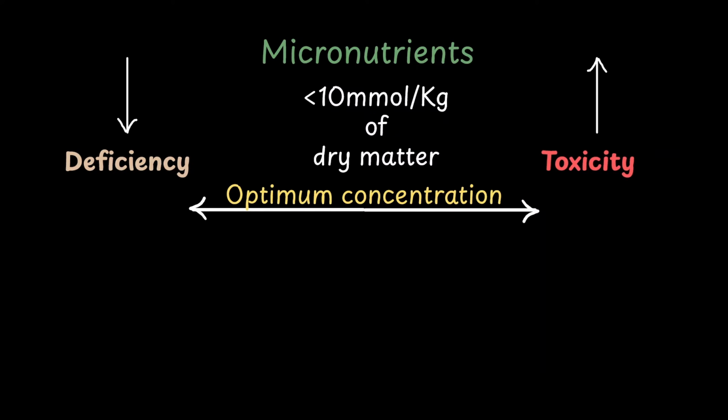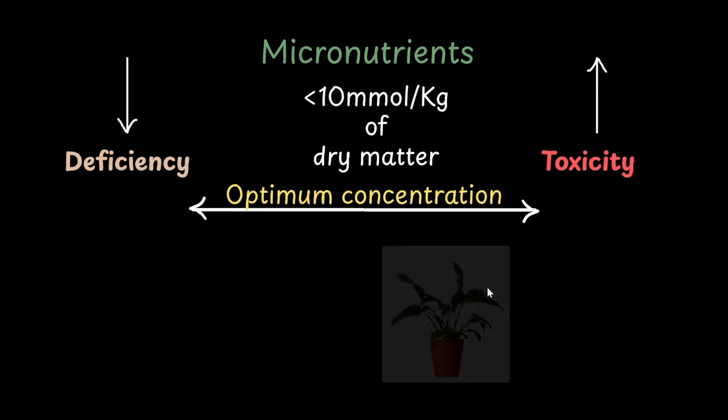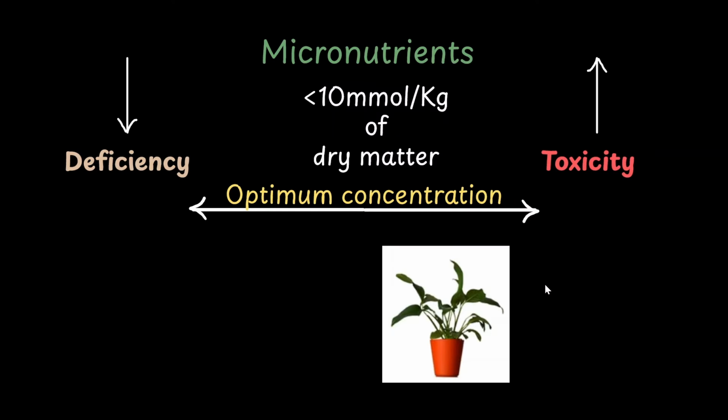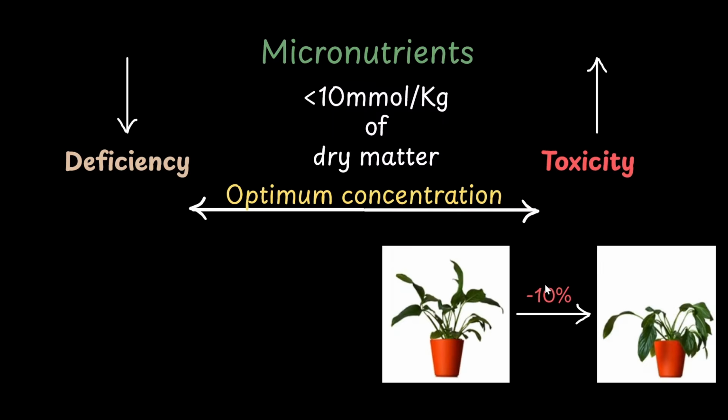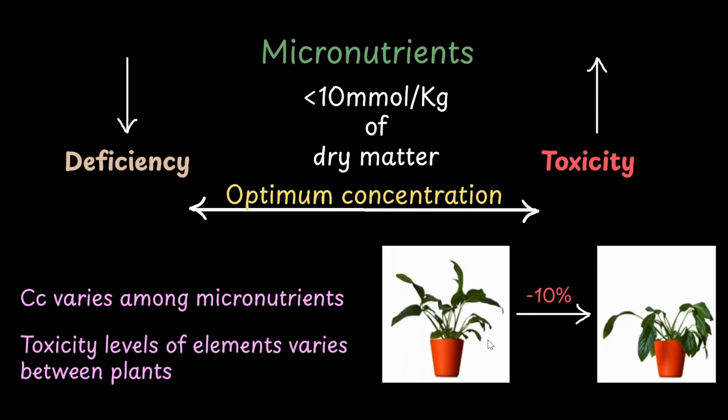or optimum concentration. Any mineral ion in a tissue that reduces the dry weight of the tissue by 10% is said to be toxic for the plant. Such critical concentrations can vary among different micronutrients. It's not the same for all the elements, and the toxicity level of the element can also vary between plants. One element that is toxic for a plant at a certain concentration might not be toxic at the same concentration for another plant.